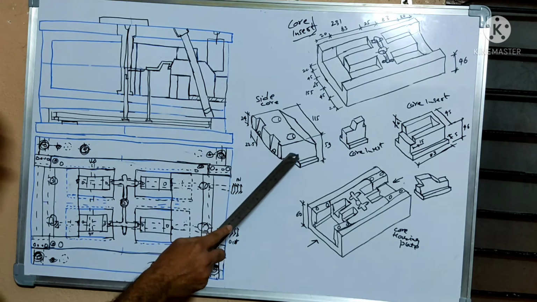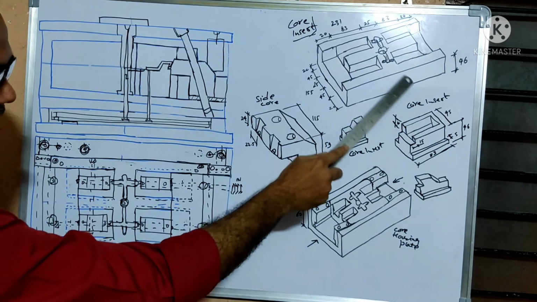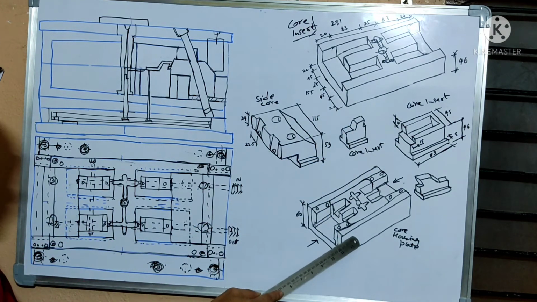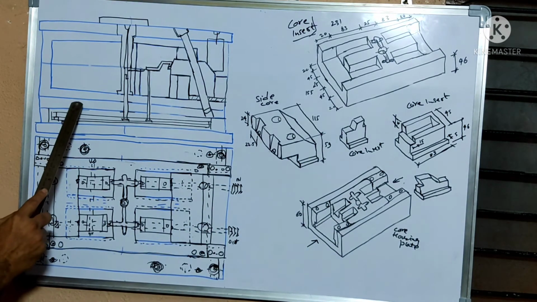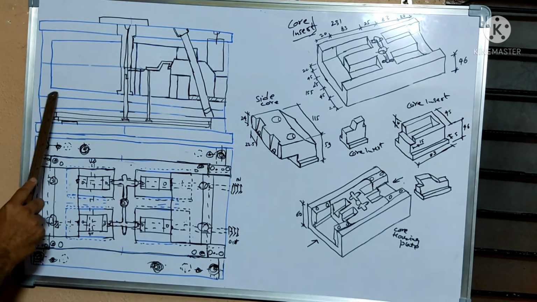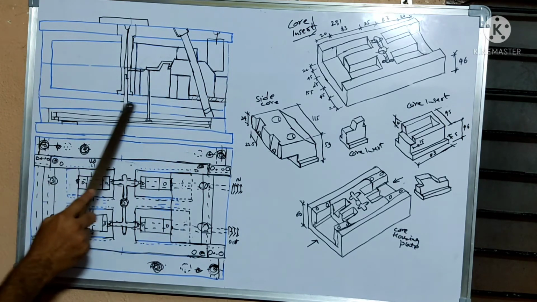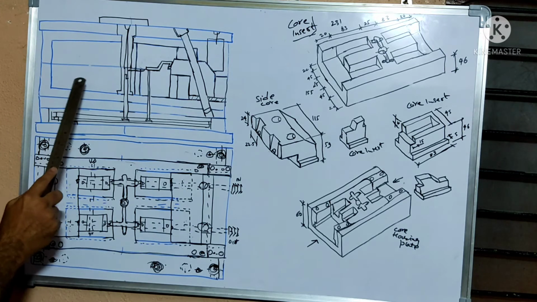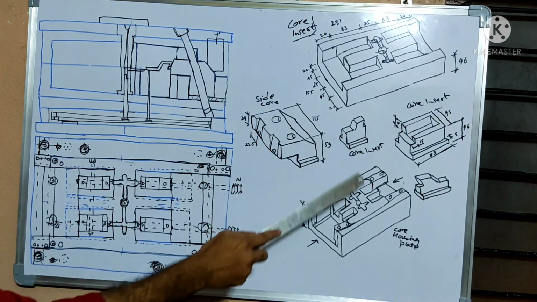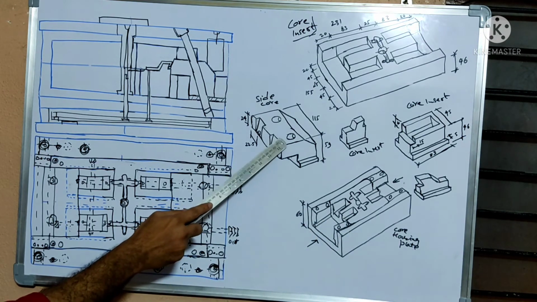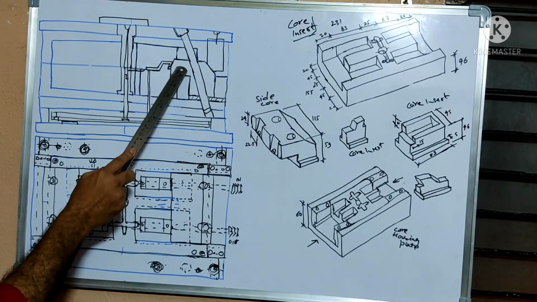You are observing the core insert, the assembly of the core inserts, and all the assembly of the core inserts into the core housing plate. This core housing plate is placed above the core back plate. This is the assembly. In this assembly, you are observing the insert plate and then the side core. This side core in the front view, you are observing this one.